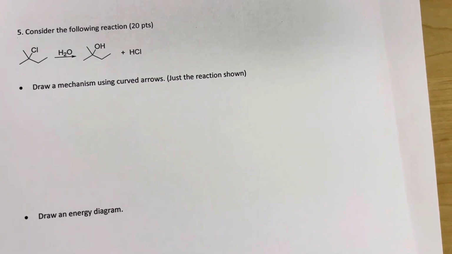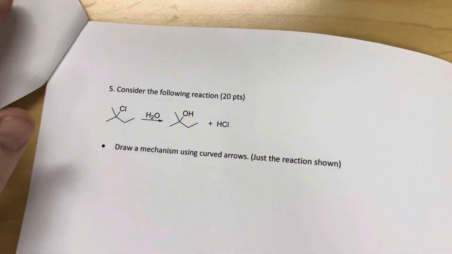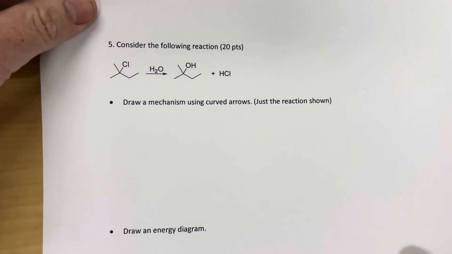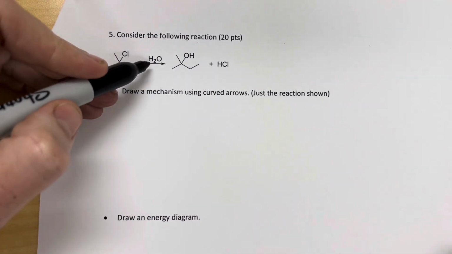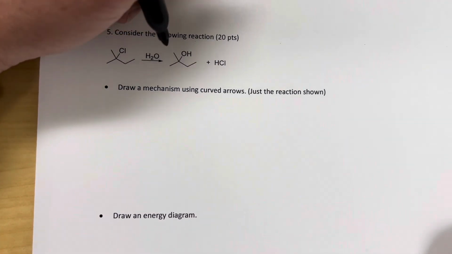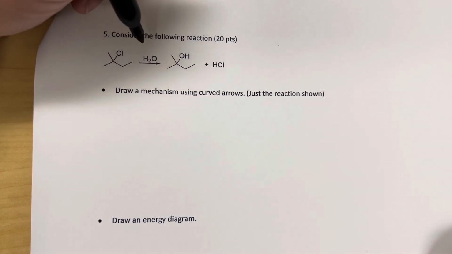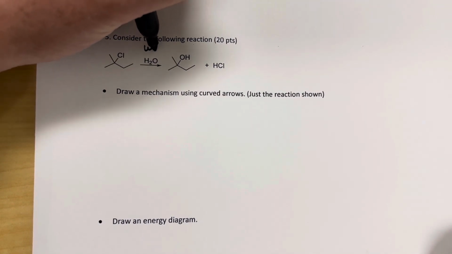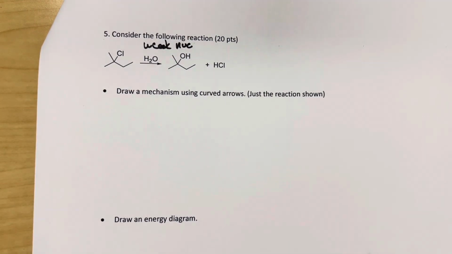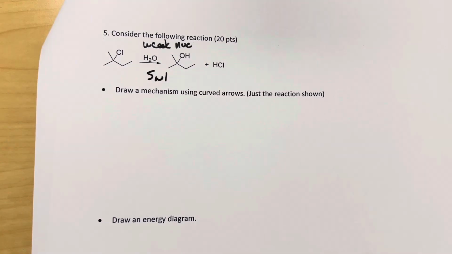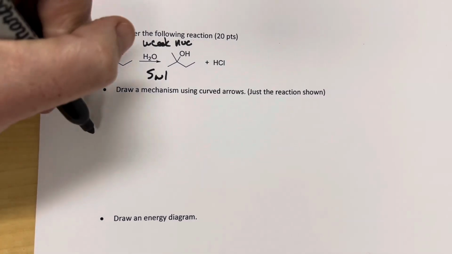All right, let's consider this following reaction. Okay, so it says draw a mechanism with some curved arrows. So I look at this right away and I'm like, this looks to me to be quite a weak nucleophile. It's a neutral water, so this is a weak nuke. Okay, great leaving group, but weak nucleophile. And because it's a weak nucleophile, we're going to expect it to proceed via an SN1. So it says draw a mechanism, so let's go ahead and do that.